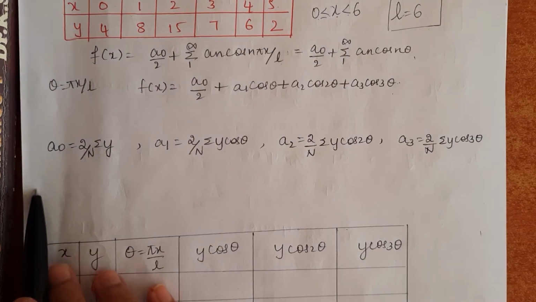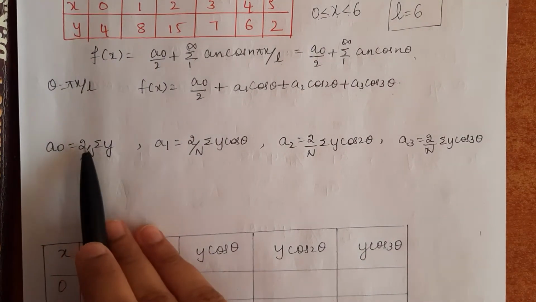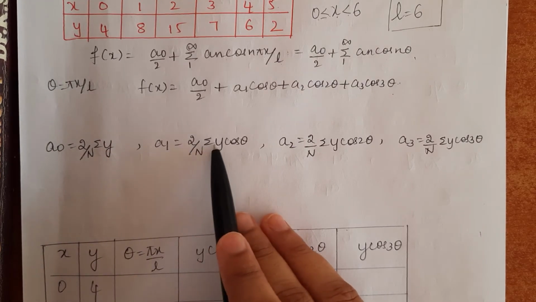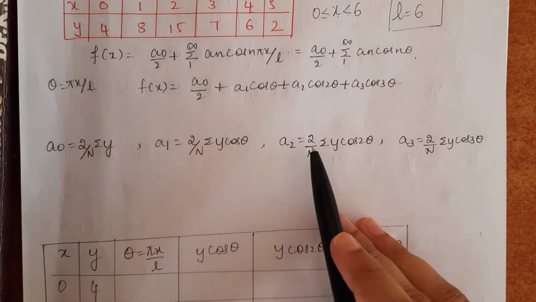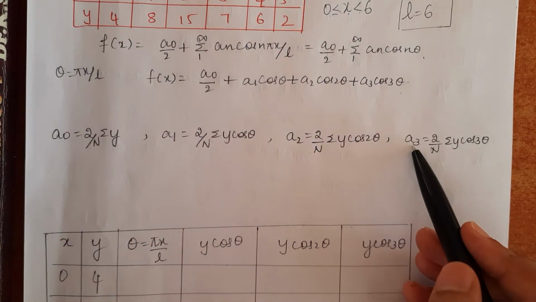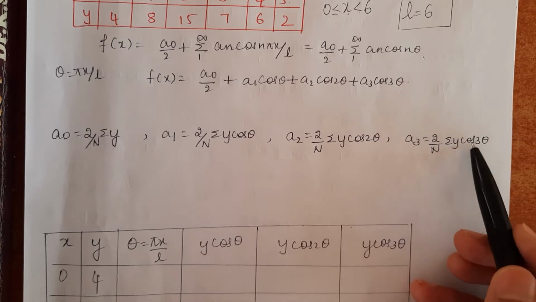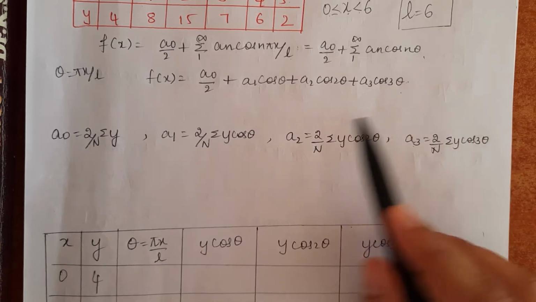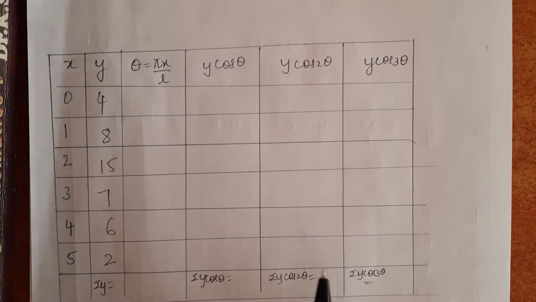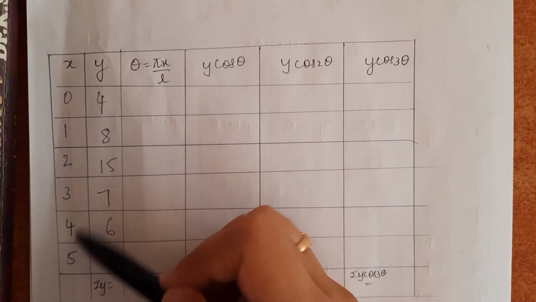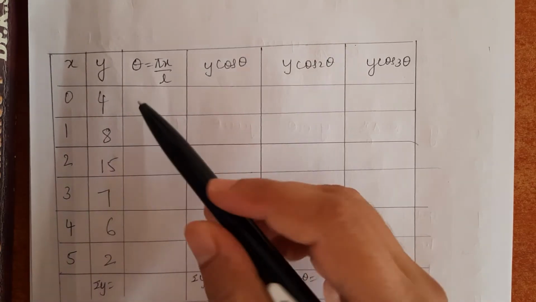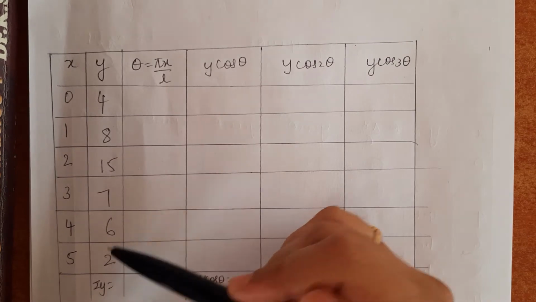So to calculate a0, we have the formula 2 by n summation y. a1 is 2 by n summation y cos theta. a2 is 2 by n summation y cos 2 theta. And a3 is 2 by n summation y cos 3 theta. So to calculate all these values, let us reconstruct the table like this. Write down the values of x and y: 0, 1, 2, 3, 4, 5 and the corresponding y values are 4, 8, 15, 7, 6, 2.